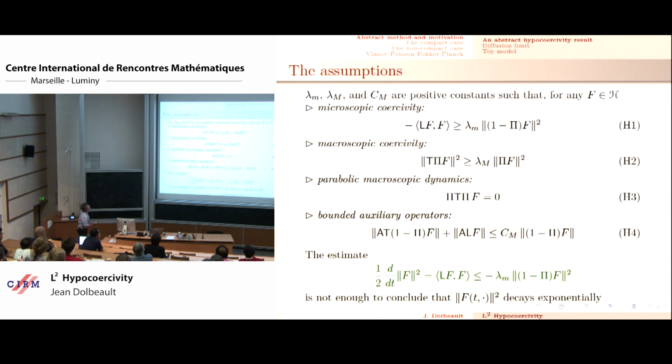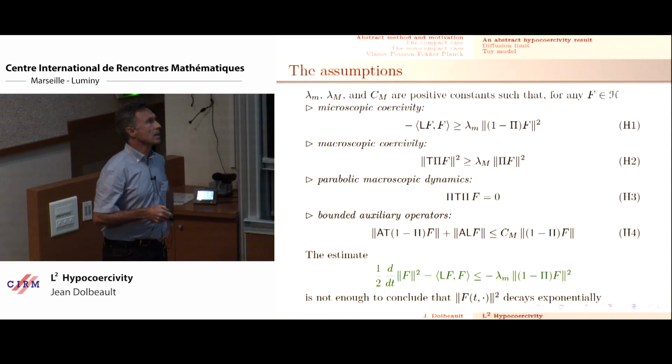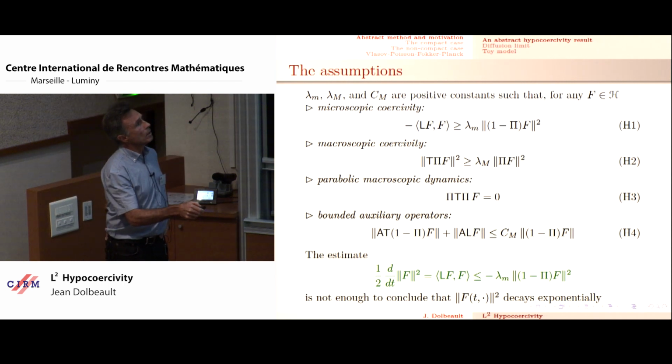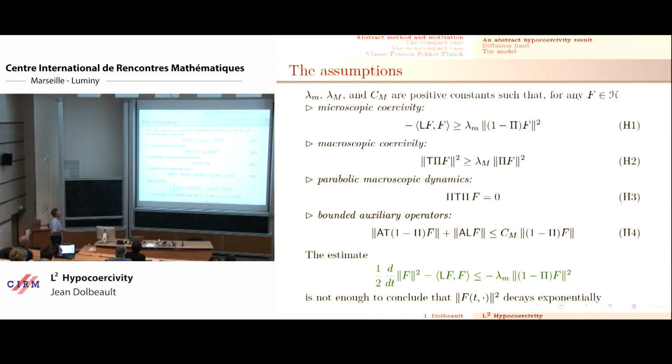So, next slide, if I manage it. Okay, there are four assumptions that we need to use. The first is a microscopic coercivity assumption, which says that there is a Poincaré inequality linked with the local equilibria associated with the collision operator. The term minus L f, f controls the distance to the orthogonal of the kernel, with some constant with a small m to denote microscopic coercivity.